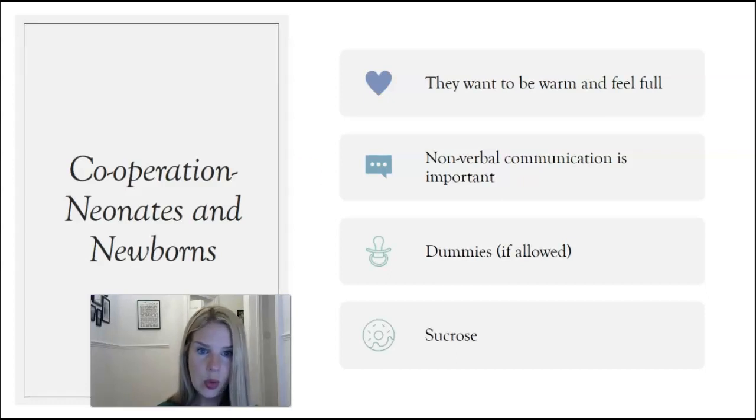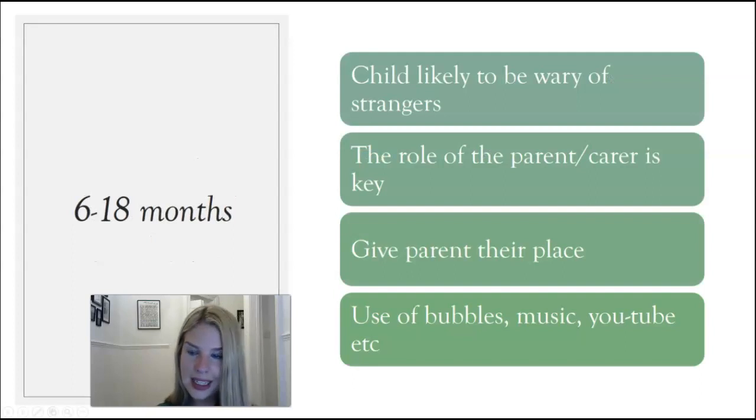Okay, so moving on to an older child, so from like 6 months, sometimes children can become quite wary of strangers. You might notice it in your own maybe nieces or nephews, that they start becoming a bit strange because they're becoming much more aware. So that's when the role of the parent or the carer is really, really important. We have to give the parents their place. We cannot think that we know better than the parent for their child. And I've found in the past that sometimes that can happen.